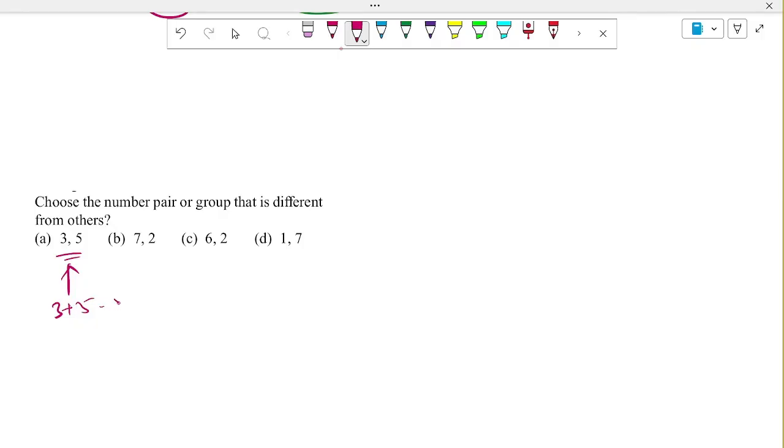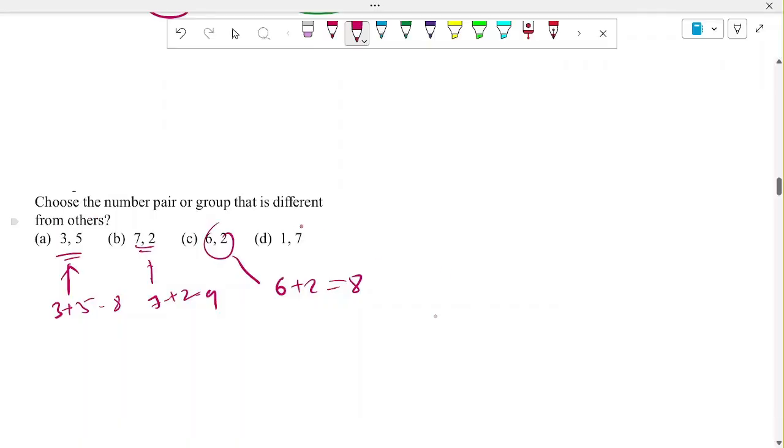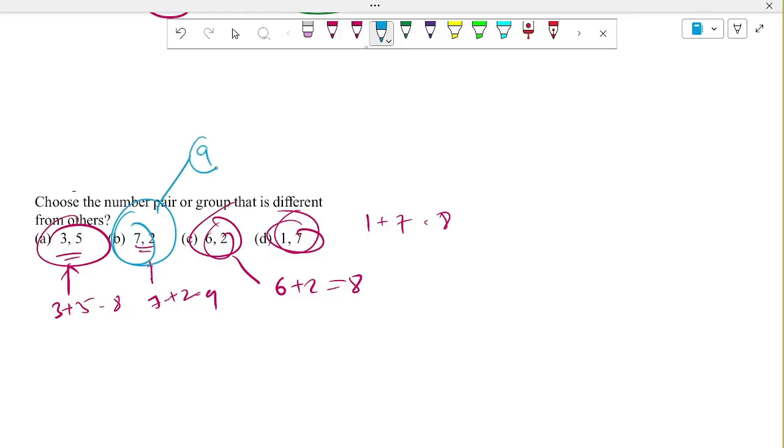3 plus 5 is equal to 8. Sum of this 7 plus 2 is equal to 9. Sum of this 6 plus 2 is equal to 8. And then 1 plus 7 is equal to 8. So here we are getting 8, 8, 8, and this is the answer. Here we are getting 9. So this is odd one out. Okay.